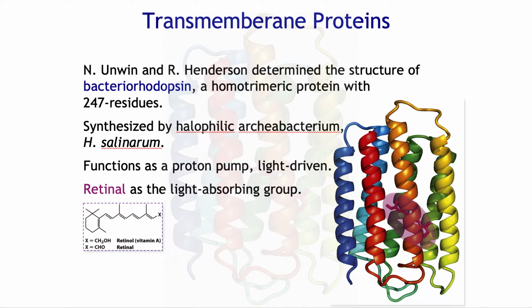And one of the best studied polytopic proteins is really bacteriorhodopsin. It's a single polypeptide that folds into 7 alpha helical segments, which are shown right here in different colors, each of which really spans the lipid bilayer, and they're clustered perpendicular to the lipid bilayer.